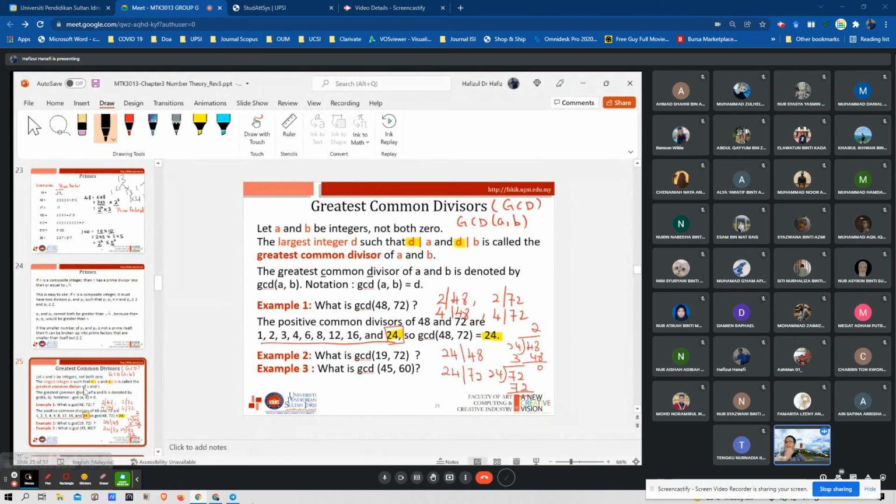For example, what is the GCD of 48 and 72? 2 can divide 48, 4 also can divide 48, and then 2 also can divide 72, and 4 also can divide 72. The positive common divisors of 48 and 72 are 1, 2, 3, 4, 6, 8, 12, 16, and 24. So the GCD of 48 and 72 is 24.